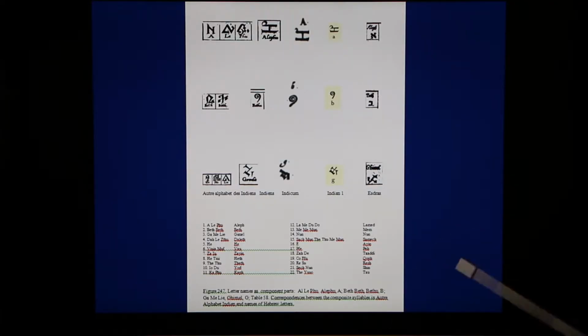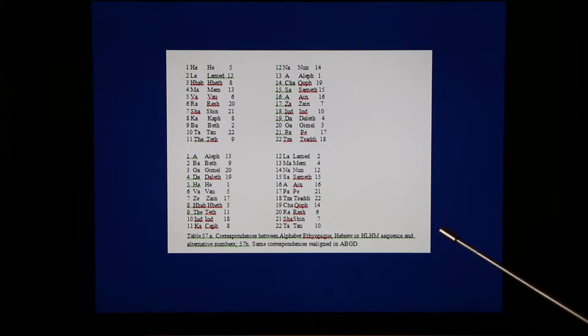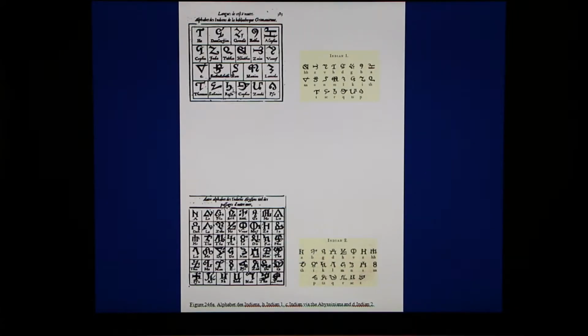So, let's just go back 2 slides. What I am suggesting is this, that although Mr. Fry called this one Indian 1 and this one Indian 2, if my reasoning is correct, then this must have been Indian 1, because it's an abbreviation of this that leads to this version. And so this would be Indian 2.